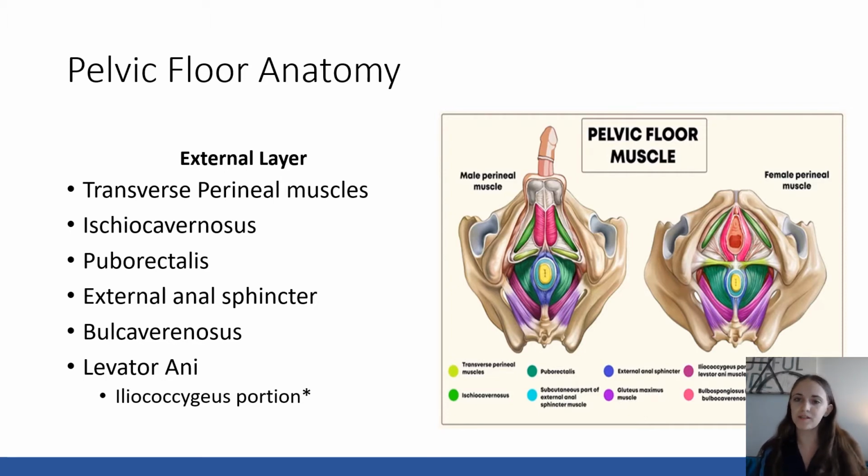But I did want to mention that the pelvic floor muscles are called the pelvic diaphragm. And it's interesting to note that we also have our diaphragm that works in conjunction with our pelvic floor muscles. So it creates a dome for our diaphragm and a bowl for our pelvic floor, and they have to work together.